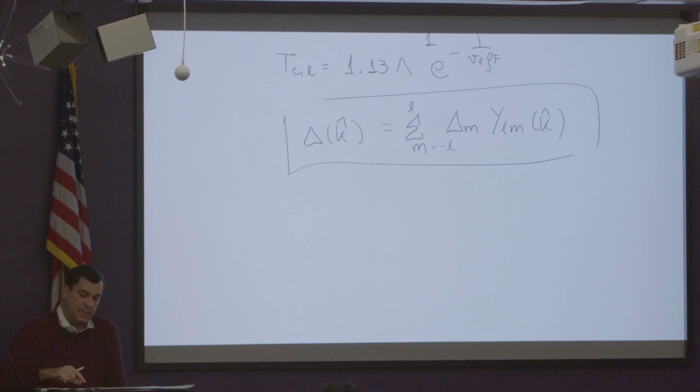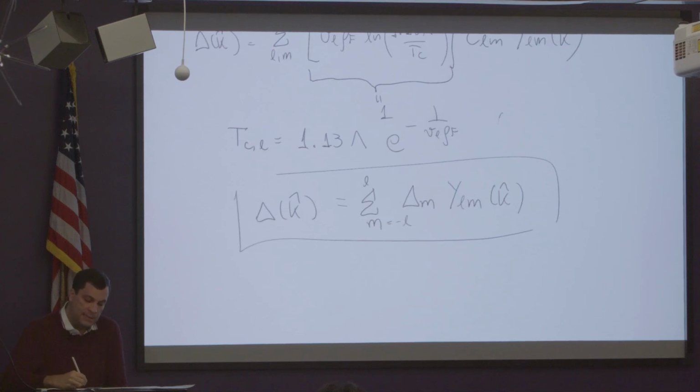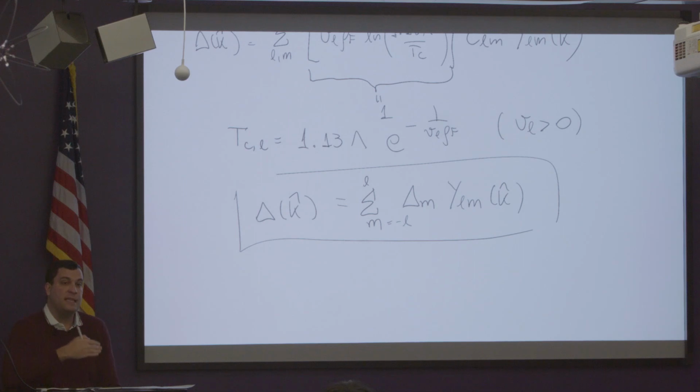You can do that for any channel, but there's an assumption here that this VL is positive. If VL is not positive, there's no solution to this eigenvalue equation. My VL here is just minus the original interaction. So VL positive here means attractive in that channel. It's just a notation, I could have put a minus in. Okay, so what do you learn from this very simple spherical cow exercise?